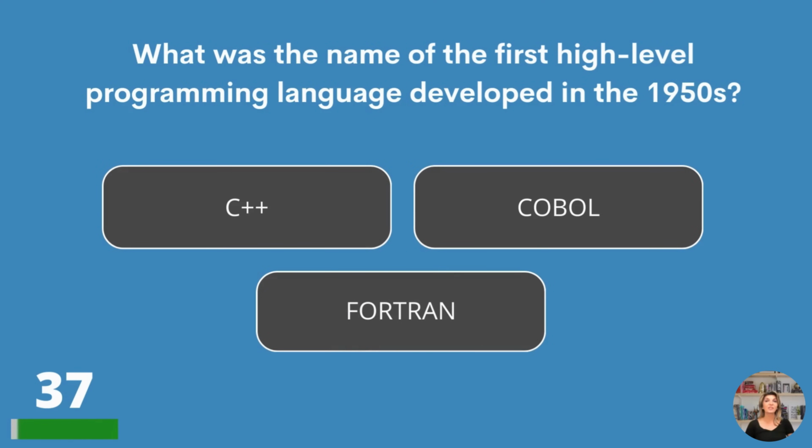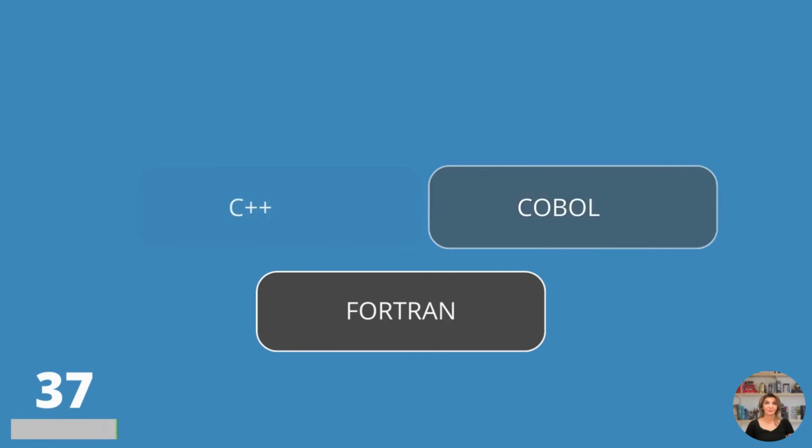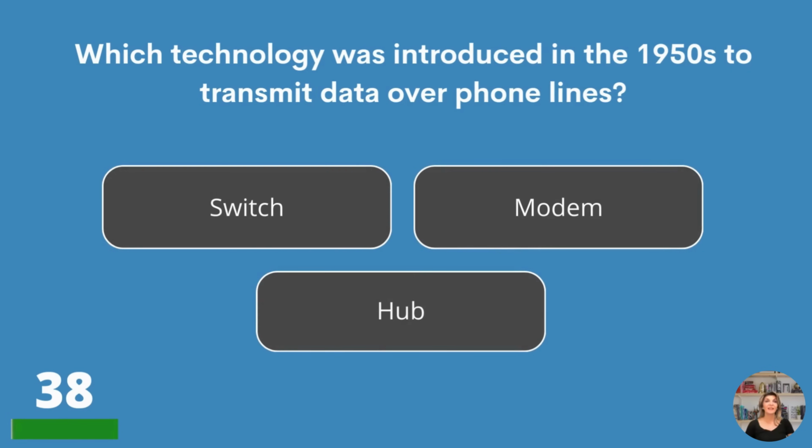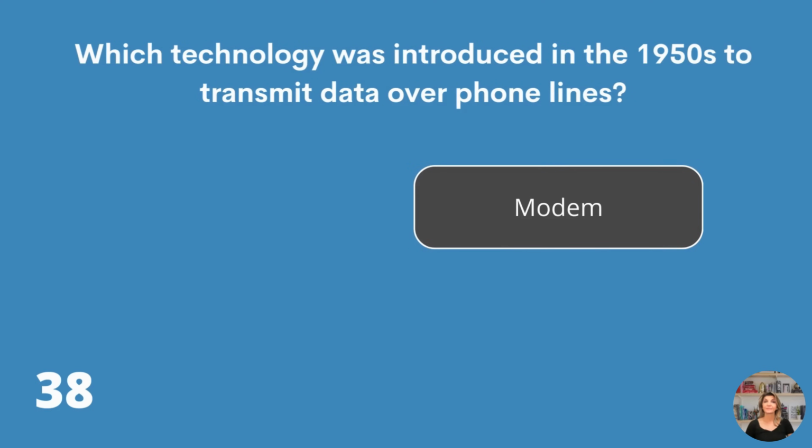What was the name of the first high-level programming language developed in the 1950s? C++, COBOL, or Fortran? COBOL. Which technology was introduced in the 1950s to transmit data over phone lines? Switch, modem, or hub? Modem.